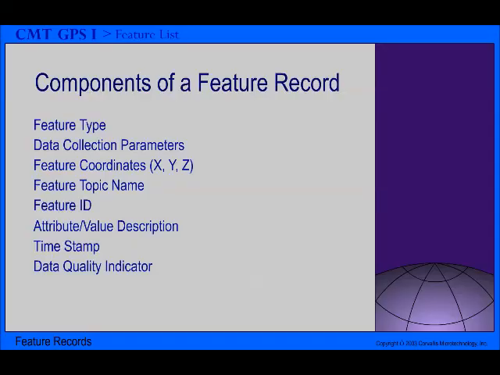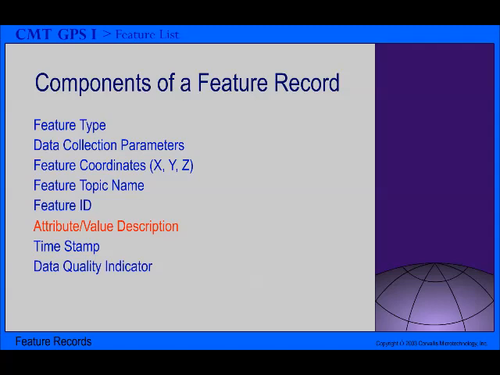As we mentioned before, GPS GIS data provide information about a feature's location, as well as its characteristics. Typically, you would be interested in knowing what type of feature was recorded. You would also want to know when and how the data was collected, the location of the feature, the feature topic, the feature ID, and a description of the feature. Your CMT GPS data collection software will store all these bits of information about a feature into a feature record.